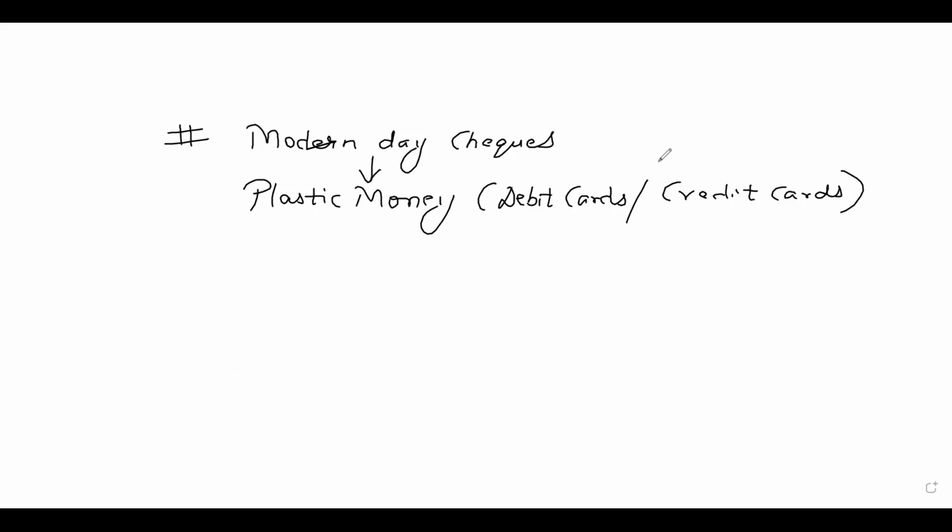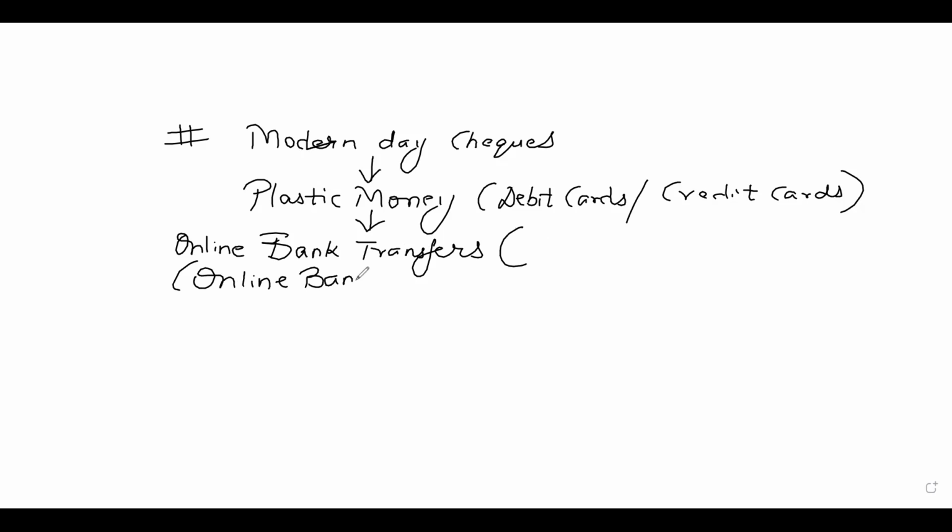Okay, now after plastic money, we started having bank transfers, online bank transfers. Also called online banking. Now, most of the transactions in the world are dominated by online banking. National Electronic Fund Transfer, NEFT, Real Time Gross Settlement, RTGS.